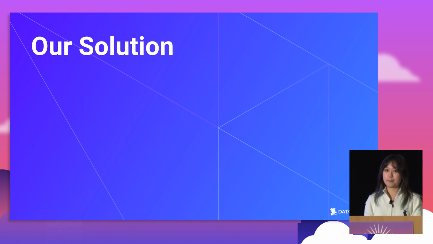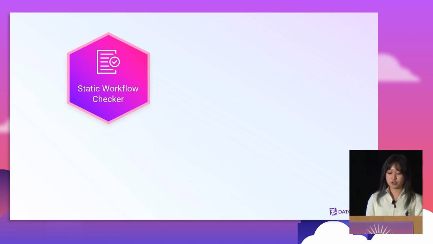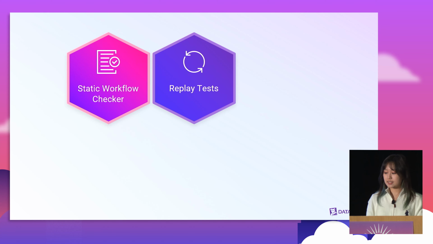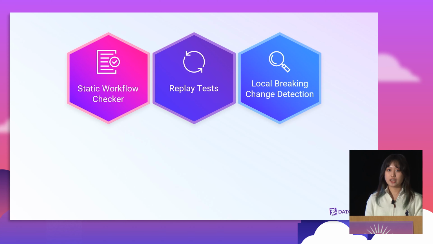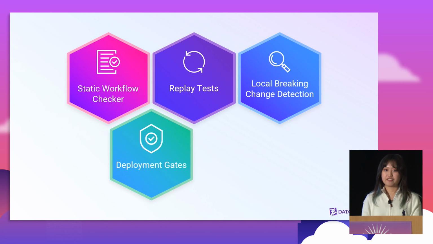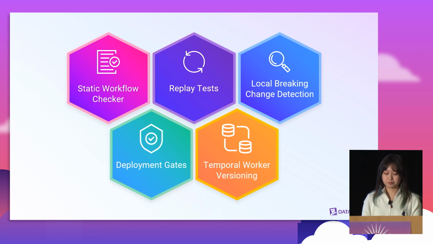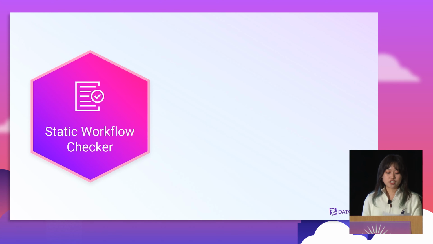So let's go over the tools that make up our solution. The 5 pieces are the static workflow checker, replay tests, local breaking change detection, deployment gates, and finally, Temporal worker versioning. So each of these tools is slightly different, and collectively they address all of the types of breaking changes that we went over earlier. So let's go over what exactly they do more in depth, starting with the workflow checker. So our static workflow checker is a static analysis tool that runs when compiling Go workers.